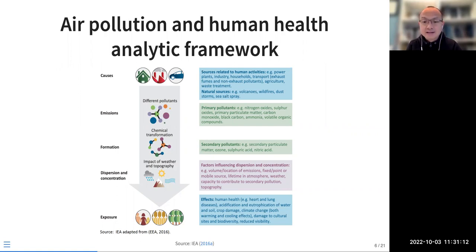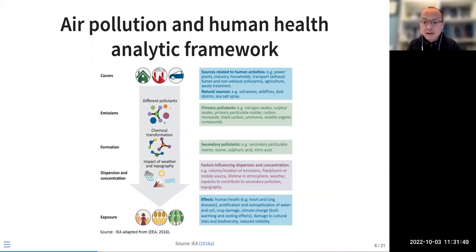And the effects of air pollution concentration on human health. I mentioned different population groups may have different effects. But as you can see here, it creates heart or lung diseases. It creates acidification and eutrophication of water and soil. It damages crops. It creates climate change, and it also creates damage to cultural sites and biodiversity.